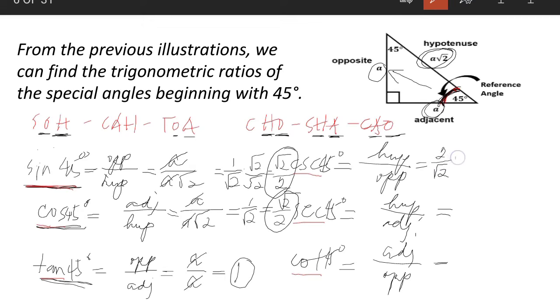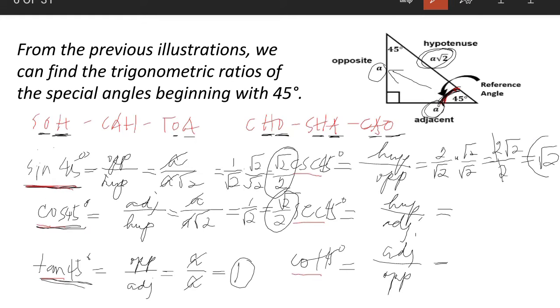If we rationalize it, we multiply both the numerator and the denominator by square root of 2. So we have 2 square root of 2 over 2, and then we can cancel out 2 in the numerator and 2 in the denominator. So, cosecant 45 is square root of 2.